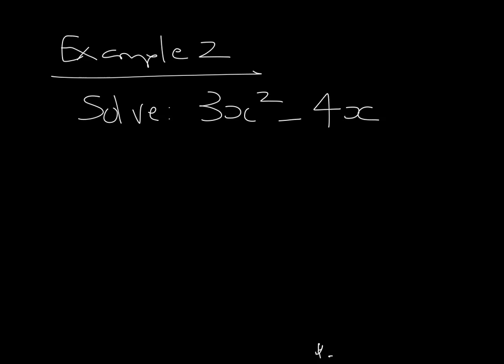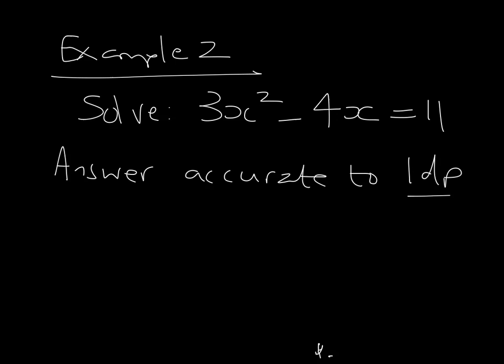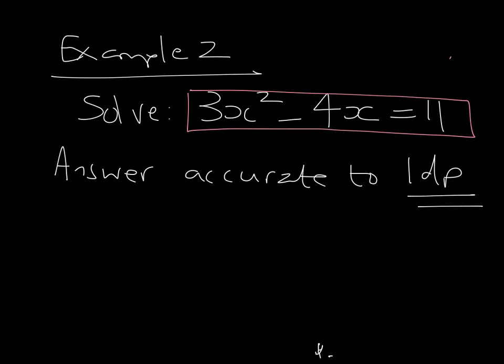Let's try another example. We're going to solve 3x squared minus 4x equals 11, and we're going to give our answer accurate to 1 decimal place again. So this is the equation that we are trying to solve, and this is our target. We're trying to make 11.